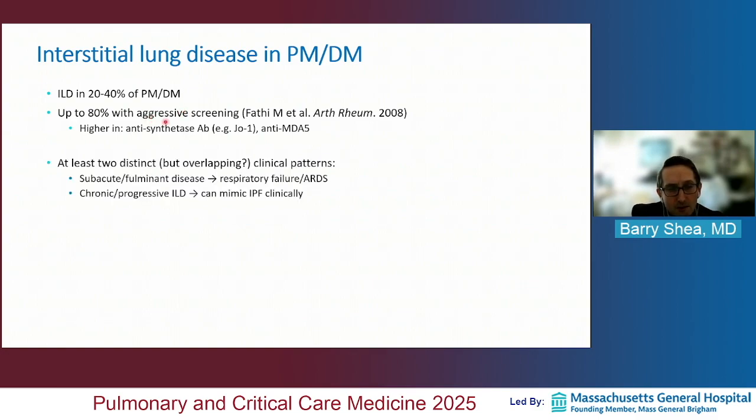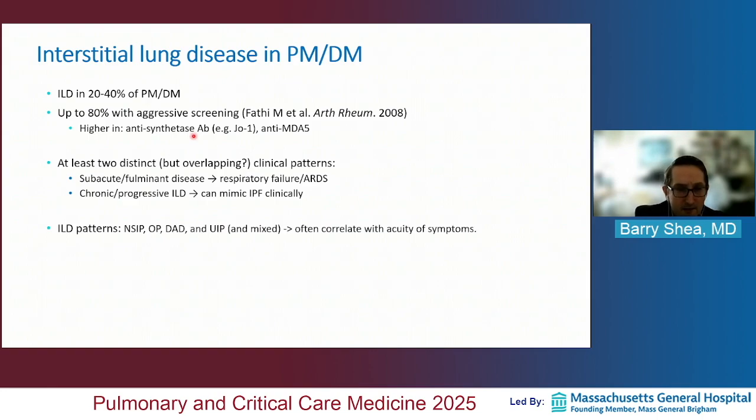And there seem to be two distinct but potentially overlapping clinical patterns of ILD in myositis. The first are those patients that present with subacute or fulminant disease. They show up in our ICU with respiratory failure or ARDS of unclear etiology, like the patient I presented to you earlier. And then there's other patients who seem to have chronic progressive ILD that can be mistaken for or mimic IPF, at least clinically, although again, these are not always completely distinct from each other.